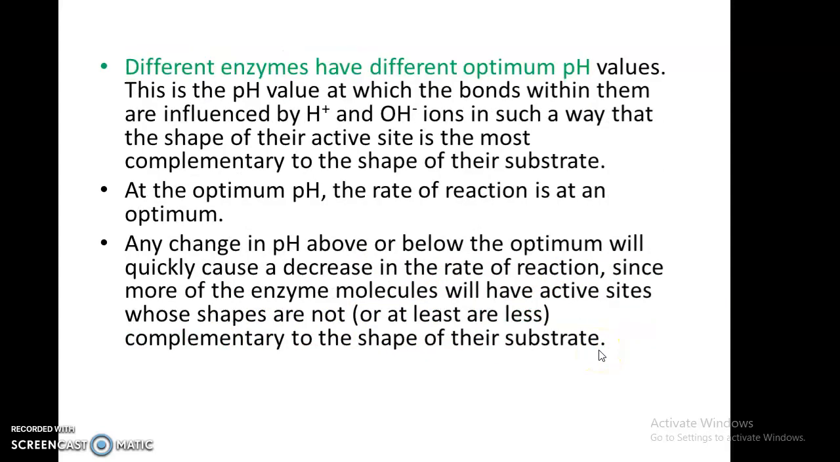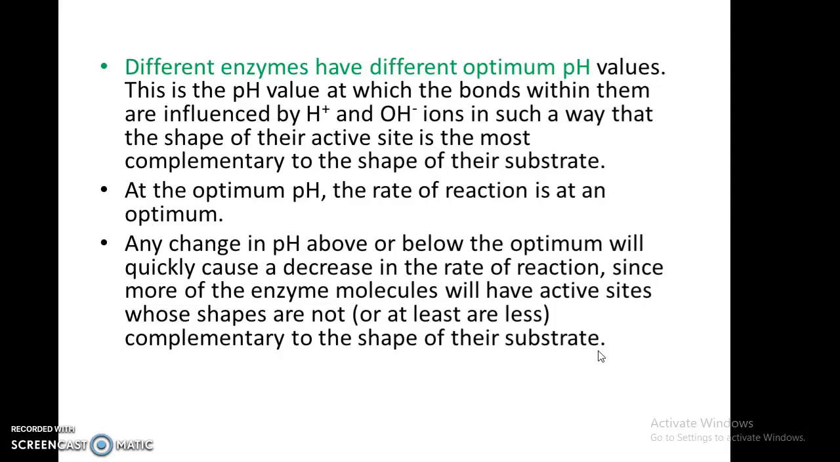Different enzymes have different optimum pH values, like the different enzymes have their own optimum temperature. The same is true for the pH. This is the pH value at which the bonds within them are influenced by hydrogen ions and hydroxide ions in such a way that the shape of their active site is the most complementary to the shape of their substrate. At the optimum pH, the rate of reaction is at an optimum.